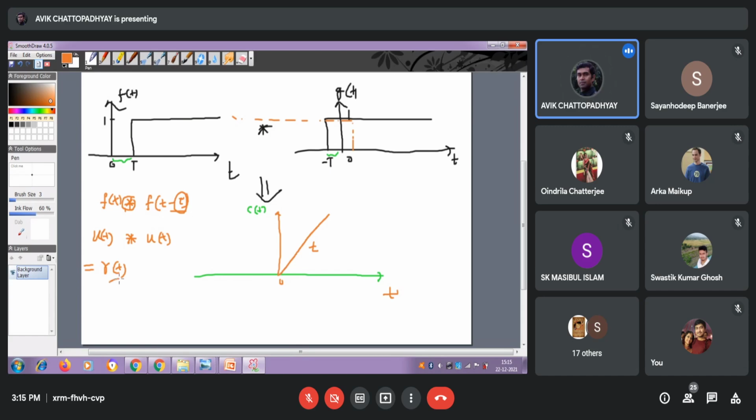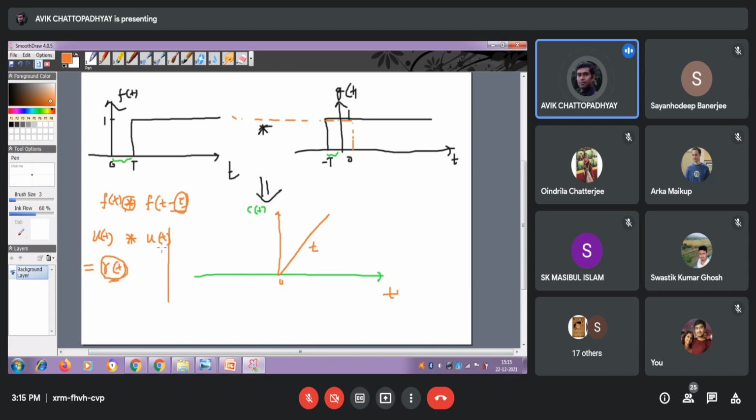Unbounded signal, ramp function. Now, these two are identical signals. If I shift one by some amount, suppose tau, to the right hand side, what is going to happen? This ramp function will also be shifted to the right hand side by the same amount, by tau. That means the resultant signal will be r(t minus tau). Whatever convolved version we had before shifting is shifted by the same amount by which one of the signals was shifted.